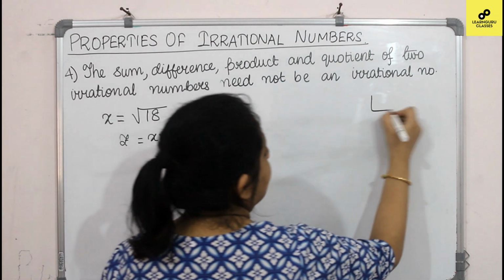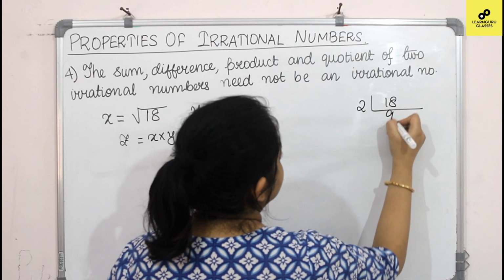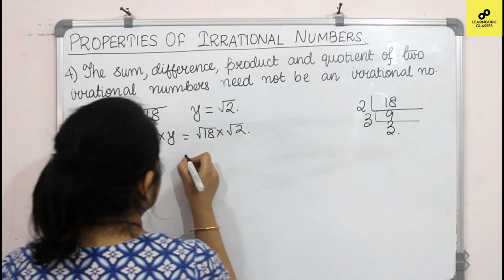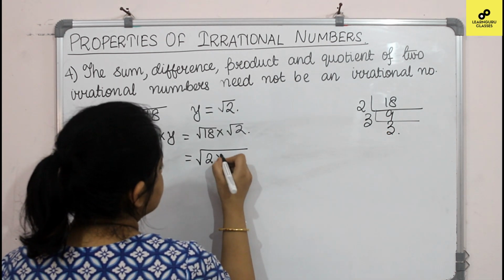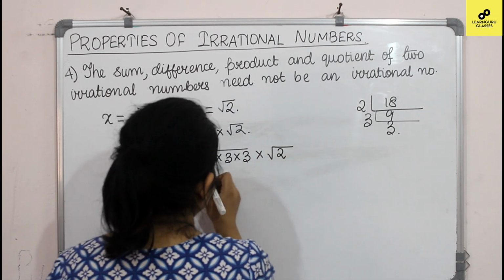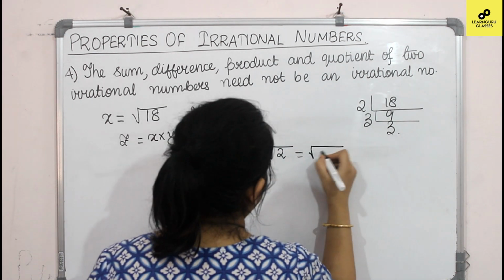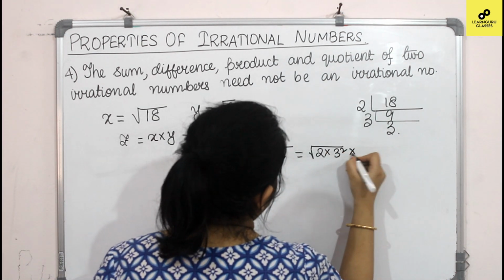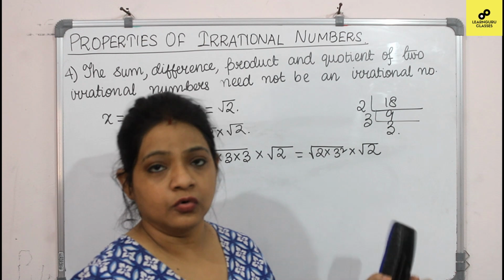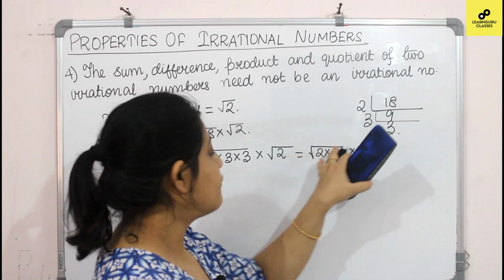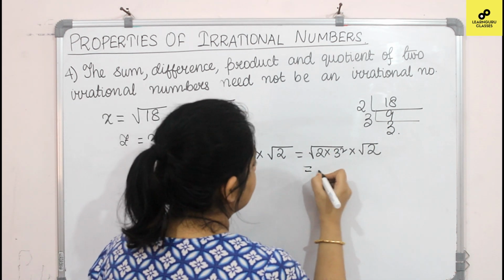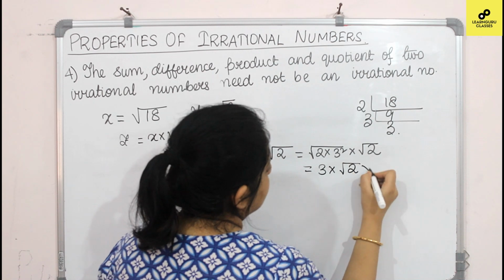So before that, let's factorize 18: 2 9s are 18, 3 3s are 9. So you can write this as root of 2 into 3 into 3, and into root 2. That is, we can write root of 2 into 3 square, into root 2. So 3 square, so 3 will come out of the root. Why? Because the power of the root is half, so 2 into half gets cancelled. So you will get 3 into root 2 into root 2.